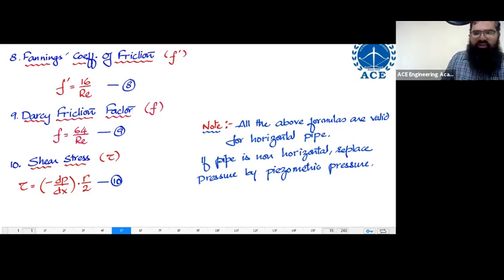First set is the kinematic set. Second set over here is the losses set. Third set over here is the concept of friction. You see, everything is dealing with friction. Shear stress is like friction only. Fanning's coefficient of friction, Darcy friction factor, everything is dealing with friction. Now I'm going to start with the problems.